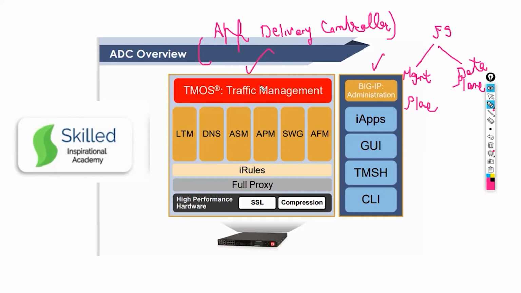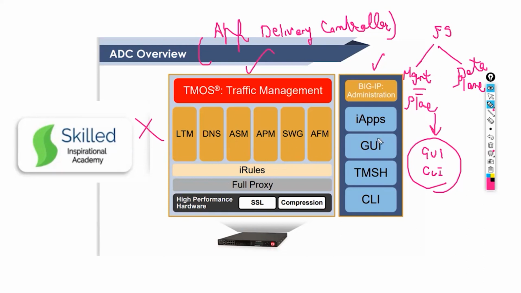Let's say, guys, your data interfaces are down. You will still be able to access your GUI and CLI of your F5. That is the meaning of management plane and data plane. It is segregated. Your management plane does not have any dependency on your data plane. Even if data interfaces are down, you will still be able to access your management IP.